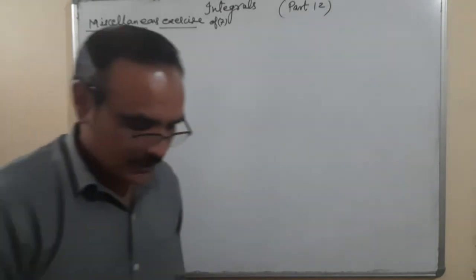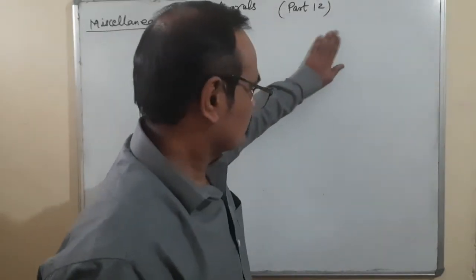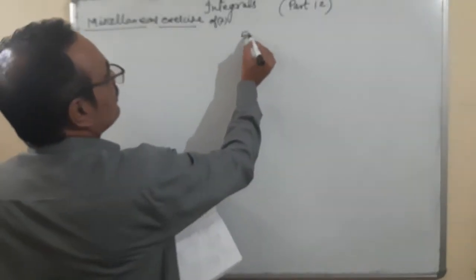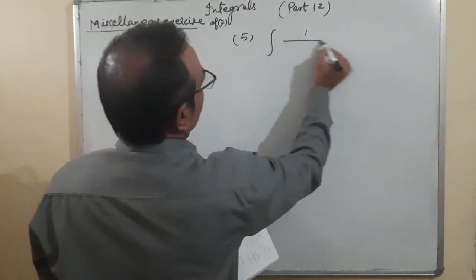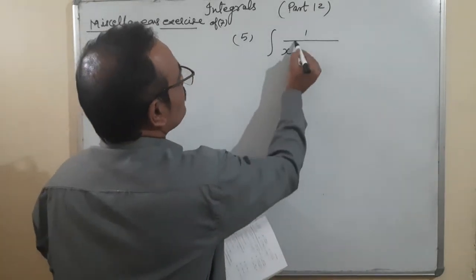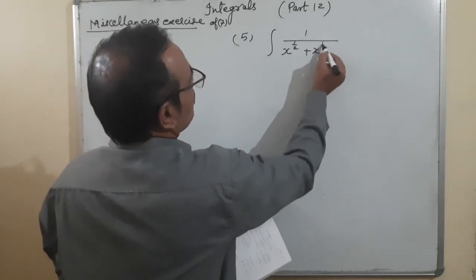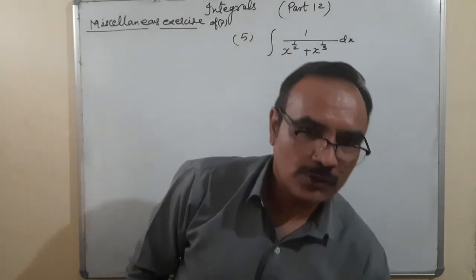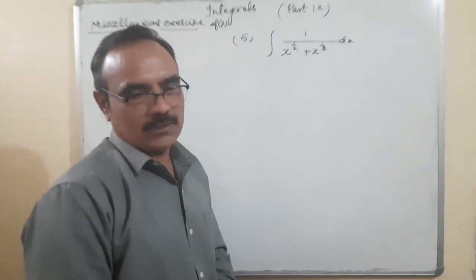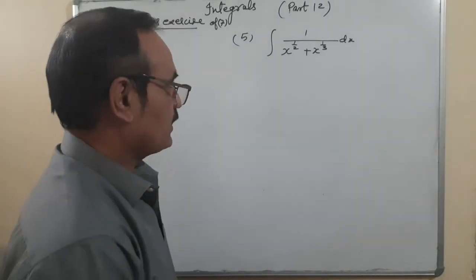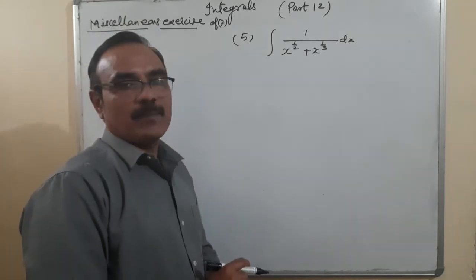After the fourth question, we'll take number 5. 1 upon, so very special category type questions, x to the power 1 by 2 plus x to the power 1 by 3 dx. Because when you don't practice these type of questions, it's very difficult for you to understand, very difficult for you to solve these questions. So this should be in the practice.